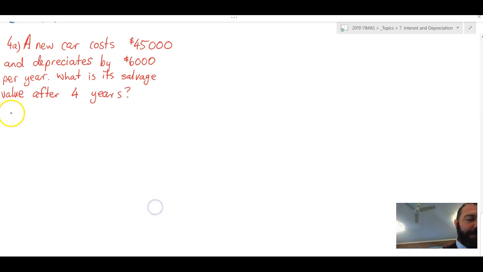Now, remember that our formula for this is our salvage value, which we're trying to find out, is equal to our initial value, that's V with a little zero there, minus D, which is how much depreciates per period, multiplied by the number of periods. That's my N there. So my salvage value is equal to 45,000 minus 6,000 times 4, right? It goes down by $6,000 per year, it goes down 4 years.